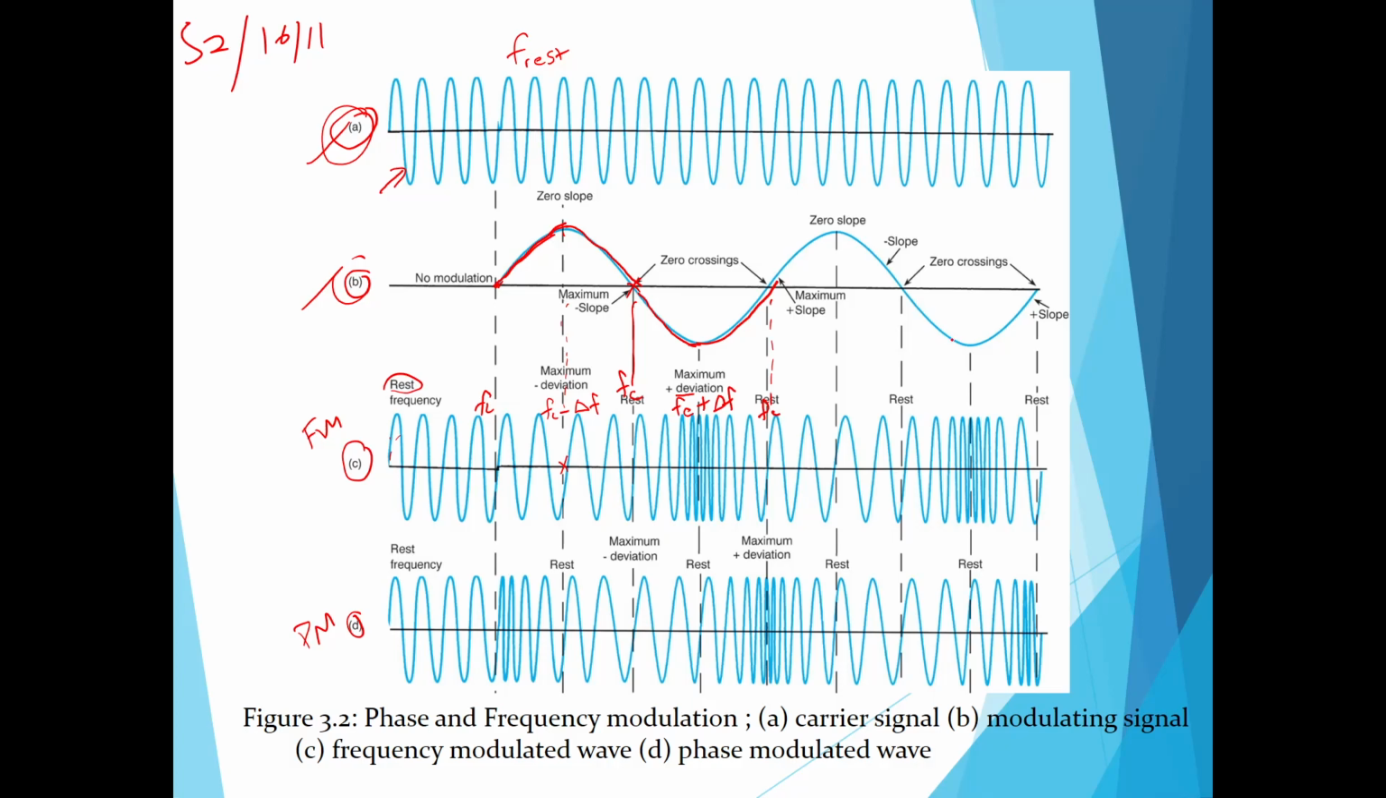Okay, so this is what happens for phase modulation. In phase modulation, the critical change is during the zero crossing. Previously for FM, the critical change happened at the peak amplitude of the modulating signal. But for PM, phase modulation, the critical change happens during the zero crossing of the modulating signal.